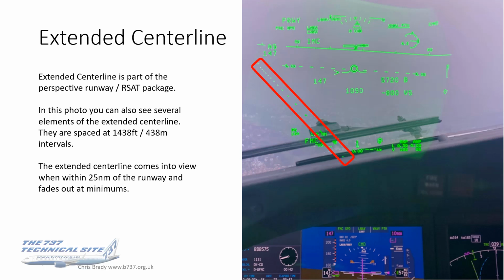So in this photo you can see several elements of that extended centerline. If you need to know, they're spaced at 1438 feet or 438 meter intervals. I don't know why they chose such an odd number. You'd think they'd go for around half a kilometer or something, but anyway, that's what they are, and that will come into view when you're within 25 miles of the runway, and it also starts to fade out again as you approach minimums.